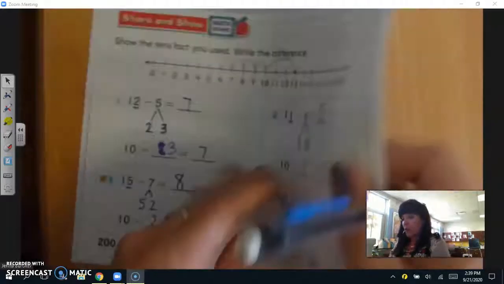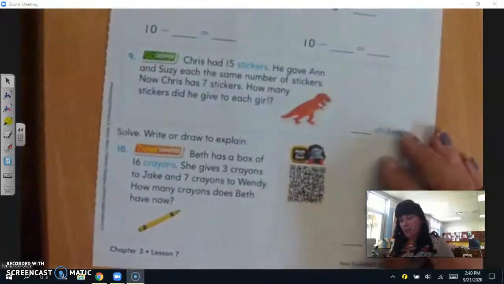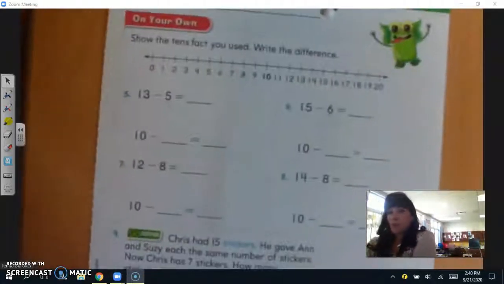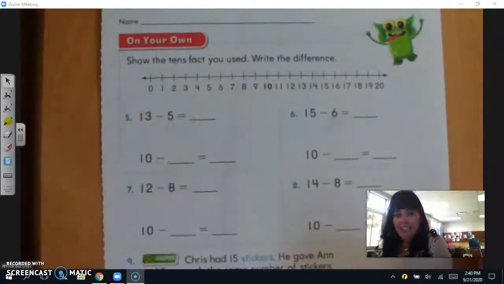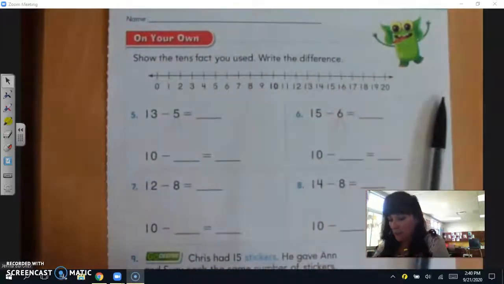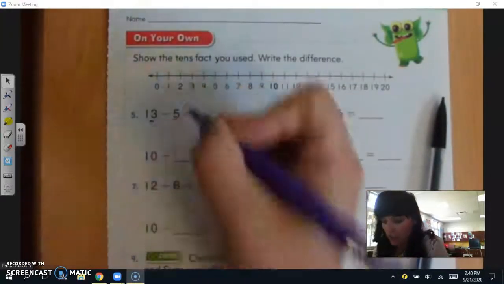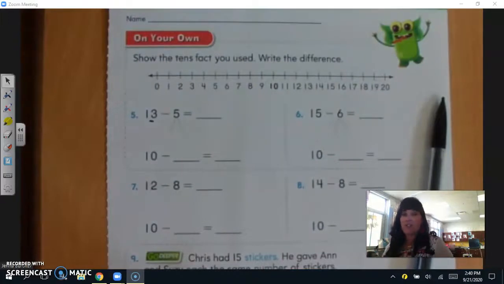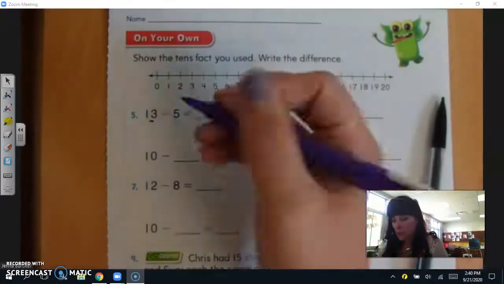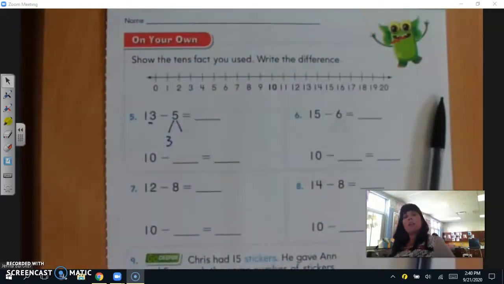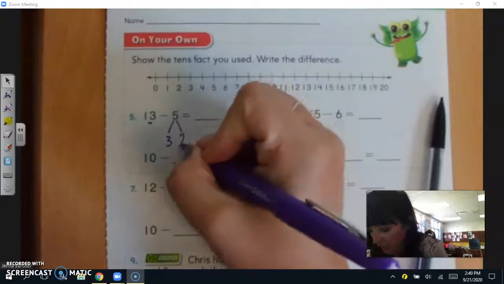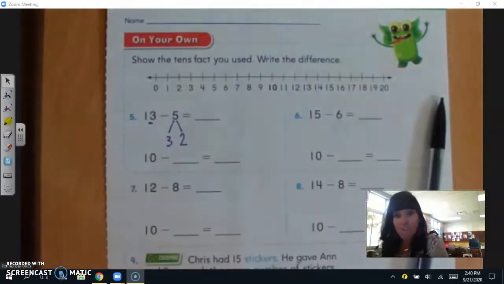Okay, let's go to that next page. We're on number 5. It says on your own, but we're going to do it together a little bit more, hopefully. So we have 13 minus 5. Again, the first thing I'm going to do is underline the ones digit in 13. And that ones digit is a 3. So we're going to break up this 5 into 3 and something else. If I have 5 fingers, I'm going to take away 3 of them. Boom. And now I have 2 left. So we're breaking it up into 3 and 2. 3 plus 2 equals 5.